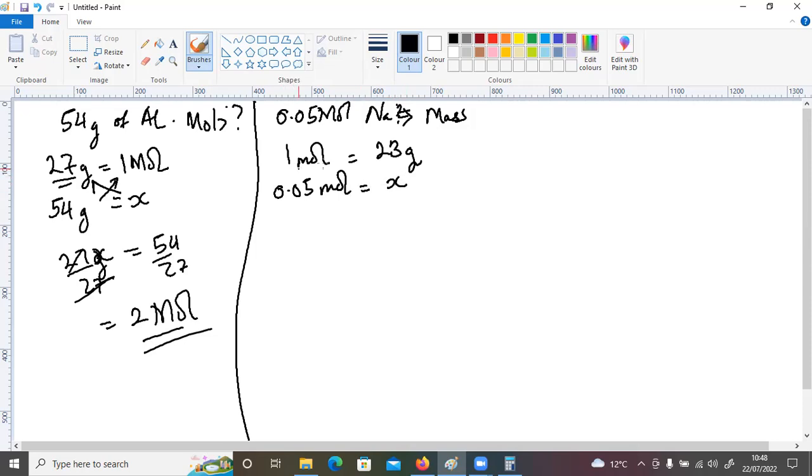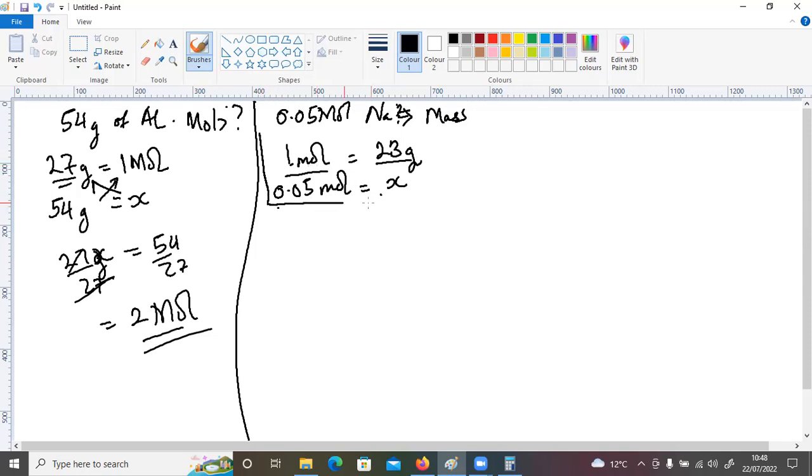So again, substituting correctly, 1 mole of sodium is 23 grams. But even if you say it the other way, it will still work out. It doesn't matter the way you put it, so long as you put it correctly. 1 mole of sodium is equal to 23 grams. 0.05 mole of sodium is equal to how many grams?